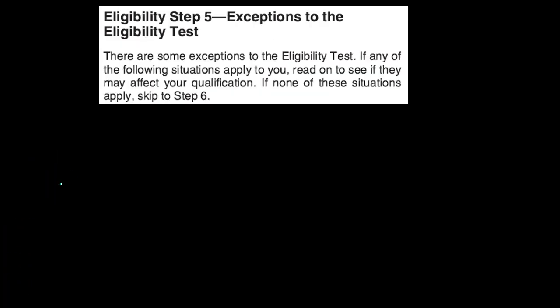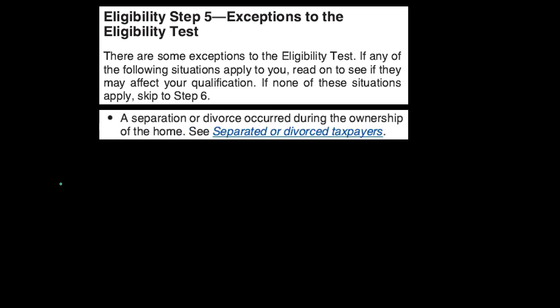Eligibility, Step 5. Exceptions to the eligibility test. There are some exceptions to the eligibility test. If any of the following situations apply to you, read on to see if they may affect your qualification. If none of these situations apply, skip to Step 6. A separation or divorce occurred during the ownership of the home. So we could see the separation or divorce taxpayers. Of course, that can result in some kind of unusual situations that we would have to look into when seeing whether or not we qualify for the exclusion.